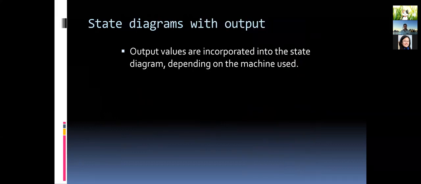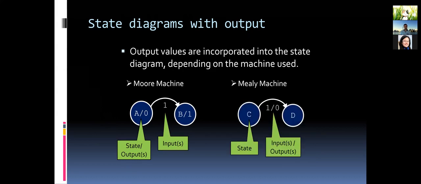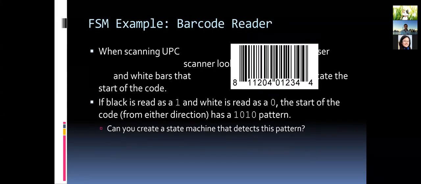So essentially, state diagrams with output. Output values are incorporated into the state diagram depending on the machine used. So this is the Moore machine, right? You have inputs and states. And this is how the Mealy machines look. That's the difference.